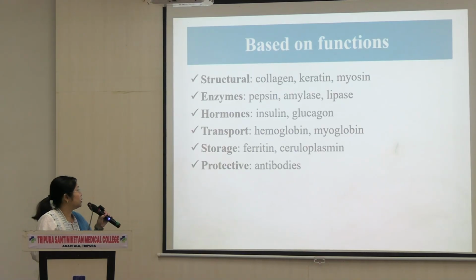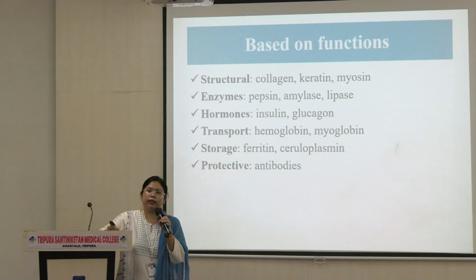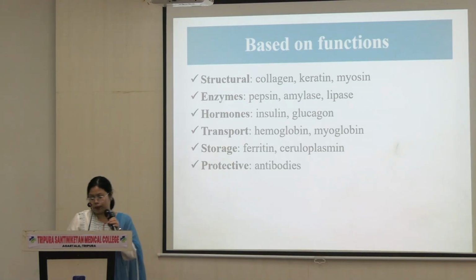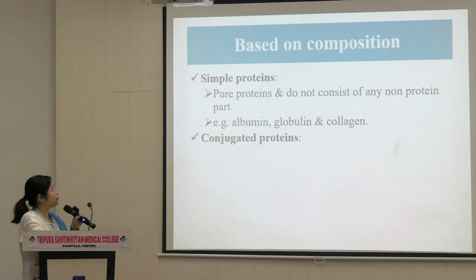Okay. Then we have protective proteins called antibodies. You have heard of antibodies and antigens, right? Especially during COVID days, you must have heard about it. So antibodies are made up of proteins. Some of the proteins are classified as antibodies because of their protective property.